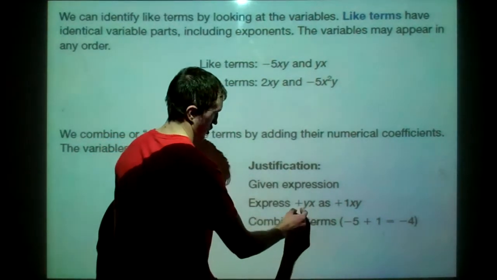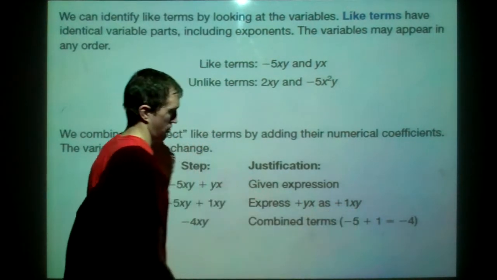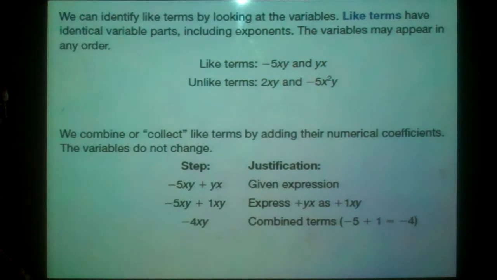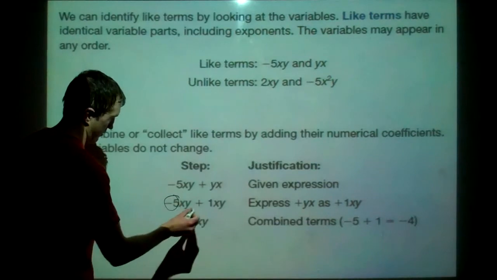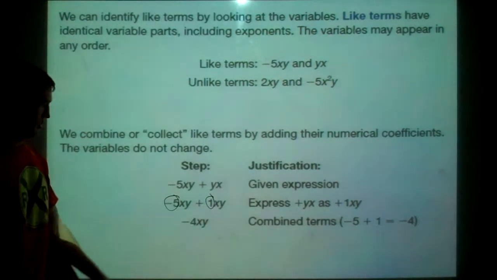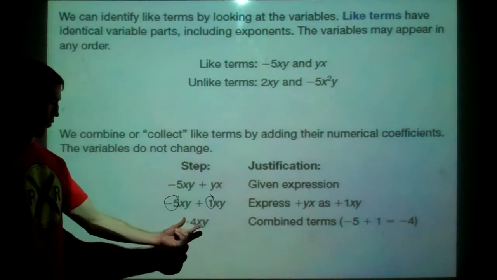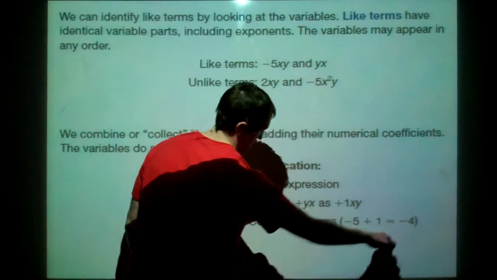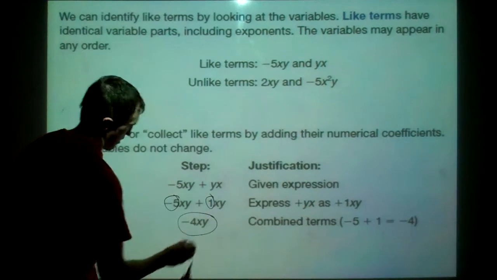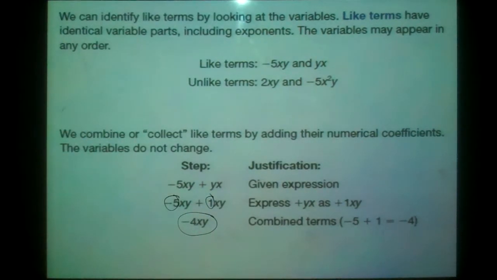And they just said change these around and turn that into a 1xy. And now all you do is add the coefficients. You add negative 5 plus positive 1, and you get negative 4. We've combined these like terms. I show you that here. Negative 5 plus 1 is negative 4. Negative 4xy. Okay?